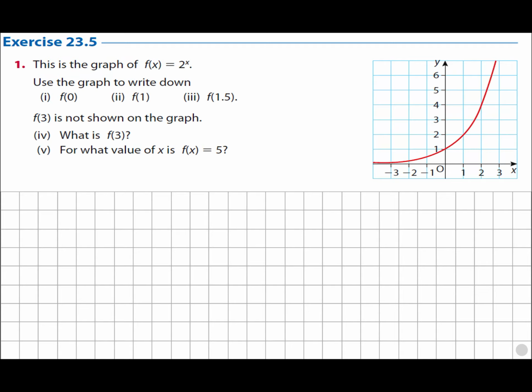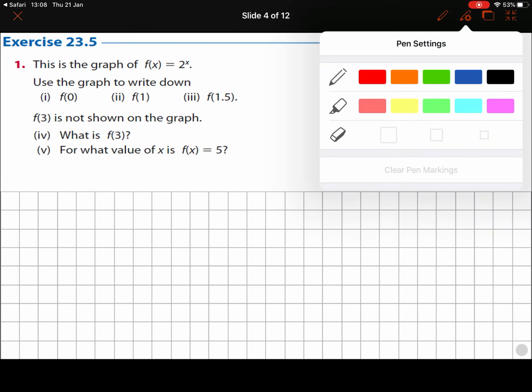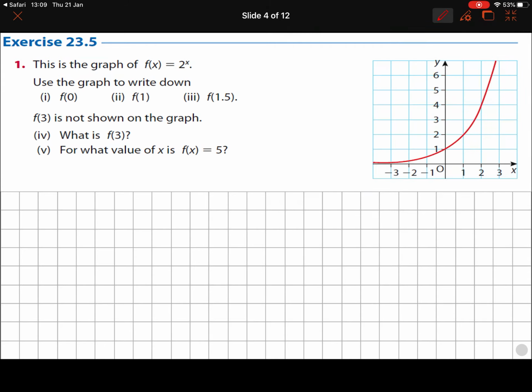Use the graph to find, so the graph is given here. So we have to use the graph to find f of 0. Remember f of 0, there, 0 is an input. So you're going to the x-axis here. So let's go to the x-axis here to 0 and go up, and we can see here the point is 1. So our answer there to part 1 is going to be f of 0 is equal to 1.